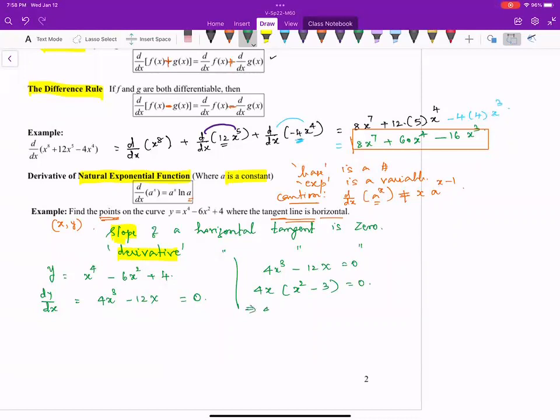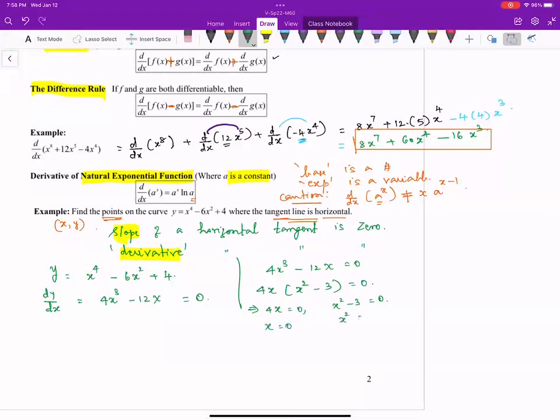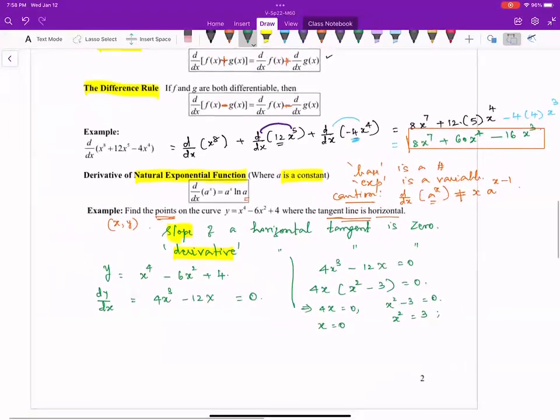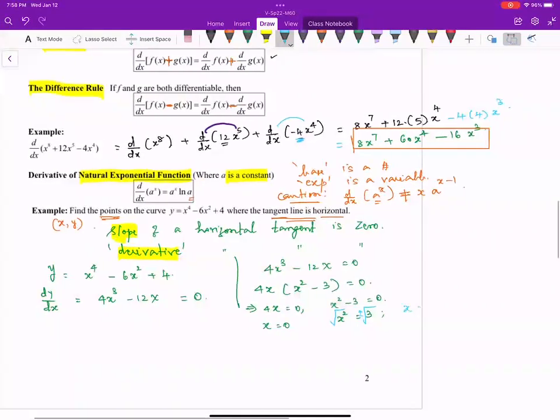This gives either 4x equal to 0 or x squared minus 3 equal to 0. If you divide both sides by 4, this becomes x equal to 0 or x squared equal to 3, which means if you take the square root on both sides, you get plus and minus square root of 3. So x equal to 0 and x equal to plus or minus square root of 3.